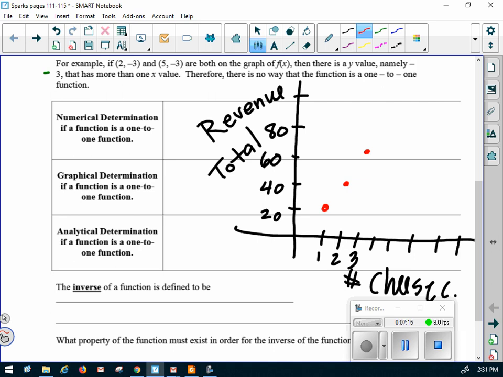So look at your box. If the function is discrete, meaning the points are not connected, the function is one-to-one if there are no repeating y values. If the function is continuous, meaning the points are connected, the function is one-to-one if the y values are always increasing or always decreasing. Let me show you what we're talking about in that regard. Let's make a continuous function.